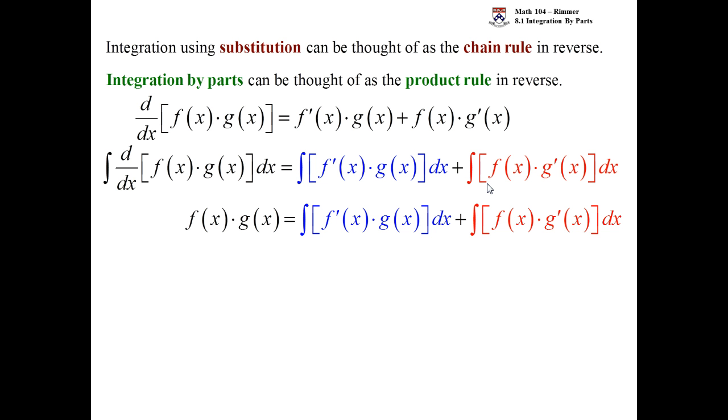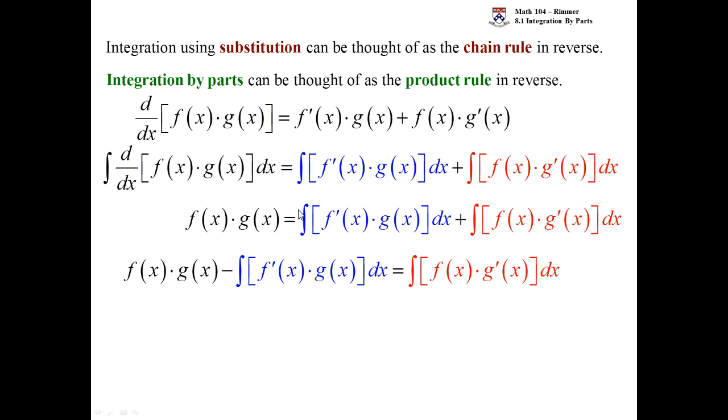By convention, it's been decided that we should solve for the integral of f times g prime. And so we're going to do that by shipping this other guy, the integral of f prime times g, over to the other side, subtracting it over. Okay, so we subtract over the blue integral, that is the integral of f prime times g, and we're left with the red integral by itself on the right hand side, the integral of f times g prime.